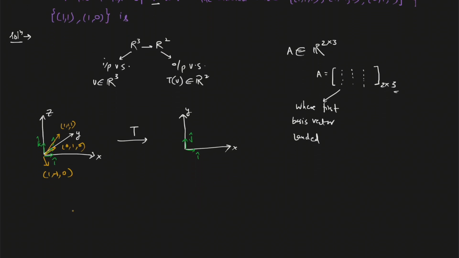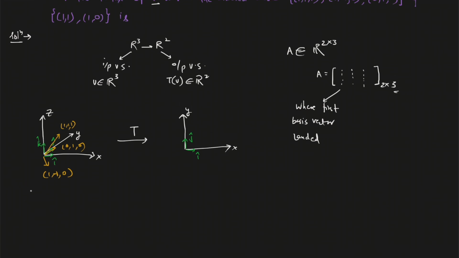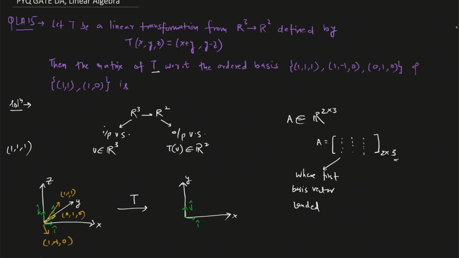Now the basis vector for R3 is this one. Let us suppose we call it B1. So the first basis vector is 1 comma 1 comma 1. The second basis vector is 1 comma minus 1 comma 0, and the third basis vector is 0 comma 1 comma 0. It is no more i hat, j hat, k hat. If it is no more i hat, j hat, k hat, then we cannot represent any vector using i hat, j hat, k hat.